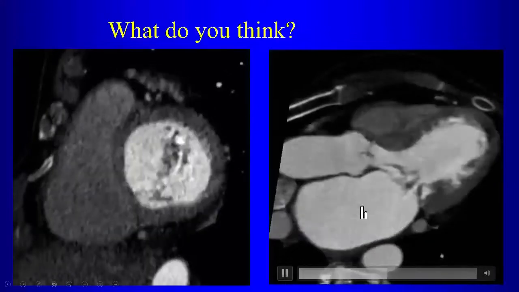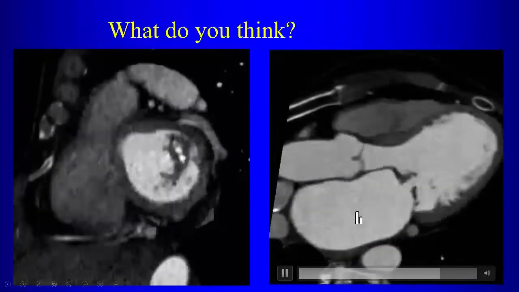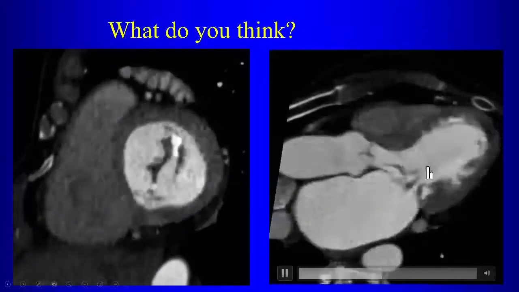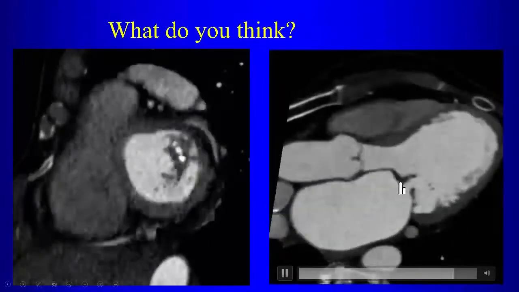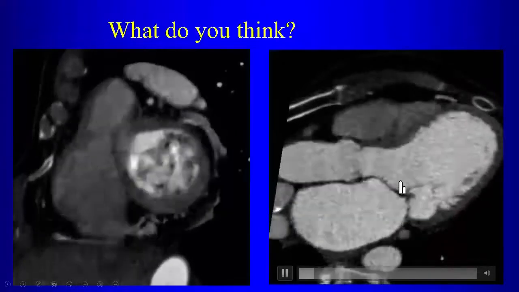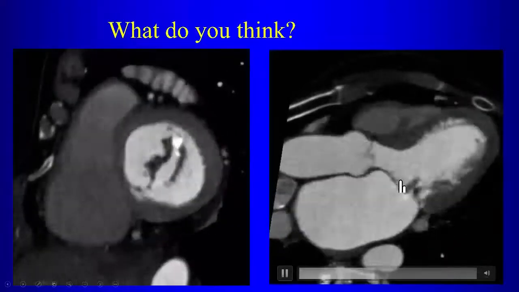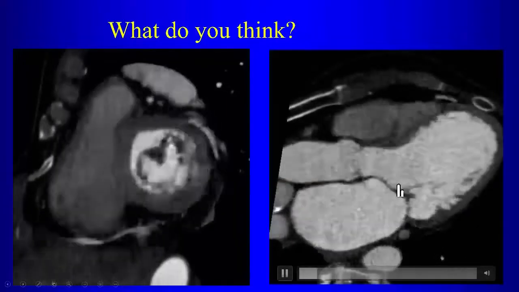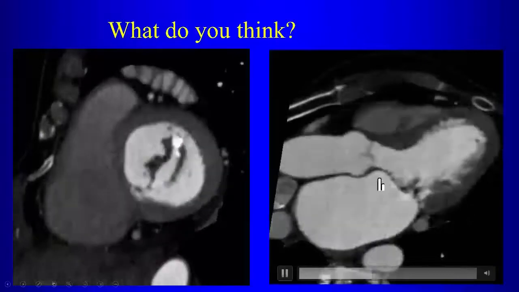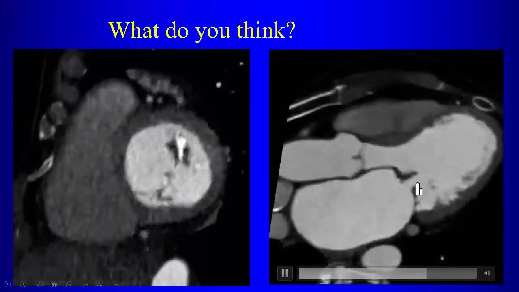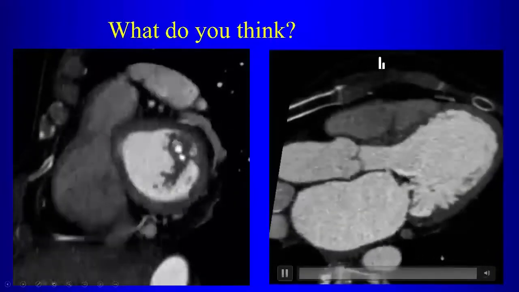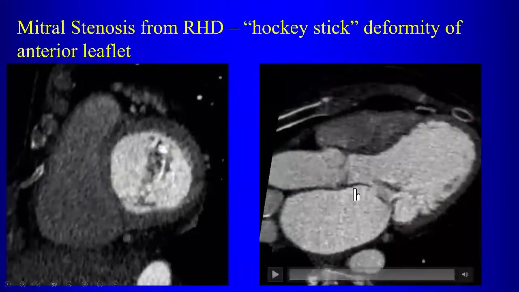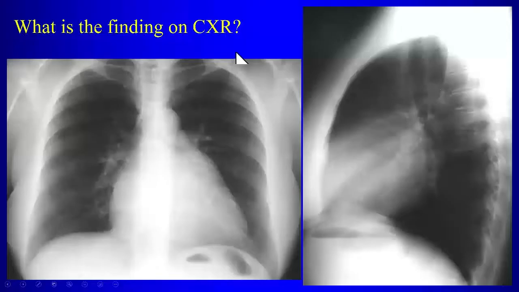What do you think the underlying disease is here in this patient then? Rheumatic heart disease, right. This particular deformation of the anterior leaflet of the mitral valve has a name. Season just started. Football sign. No. That season started a month ago. Hockey stick. This is a hockey stick deformity of the anterior leaflet of the mitral valve. So that is associated with rheumatic heart disease and mitral stenosis, right? So they're hockey stick deformity.